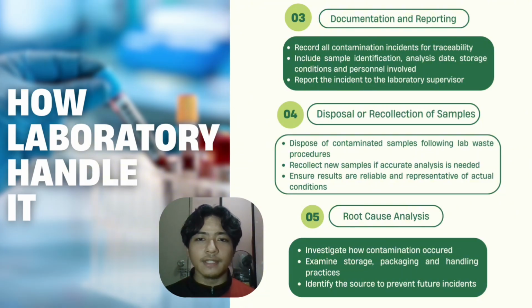And then the fourth step is disposal or recollection of samples. Contaminated samples are disposed of according to laboratory waste disposal procedures. If accurate analysis is still required, new samples are recollected. This ensures that the results obtained are reliable and representative of the actual conditions. After that, a root cause analysis is carried out to determine how the contamination occurred. The laboratory will examine storage conditions, packaging, and sample handling practices. This will identify the source of contamination to help prevent similar incidents from happening in the future.